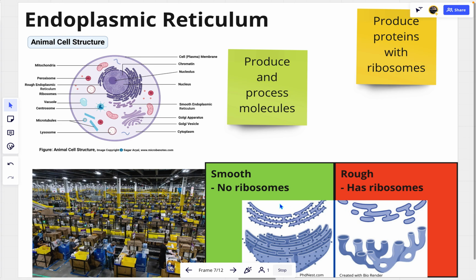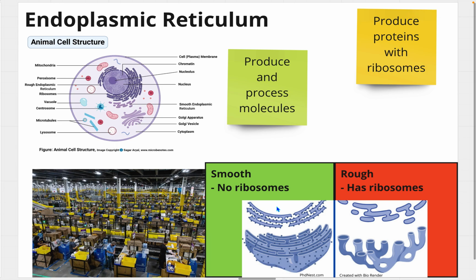And the smooth ER, oh wait, actually I just realized I flipped the photos. So basically this photo is a photo of rough ER and this one's smooth. And so the smooth ER, well, you guessed it, there are no ribosomes inside the smooth ER. And so the smooth ER produces other substances needed for the cell, not only protein.